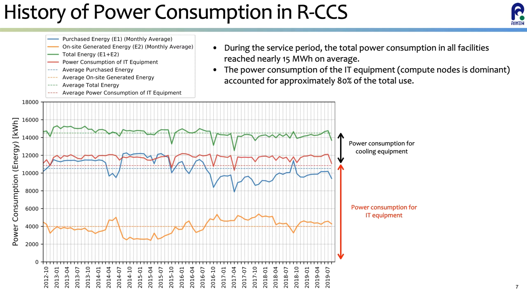Of course, the IT equipment includes the compute nodes, and their consumption was dominant in the total use. The rest of the usage includes auxiliary consumption of the cooling equipment and the research building. The rate of on-site generated energy to the total energy is about 25%. The CGS kept long-lasting operation without critical failure and generated constant energy of approximately 4 megawatt-hours throughout the service period.